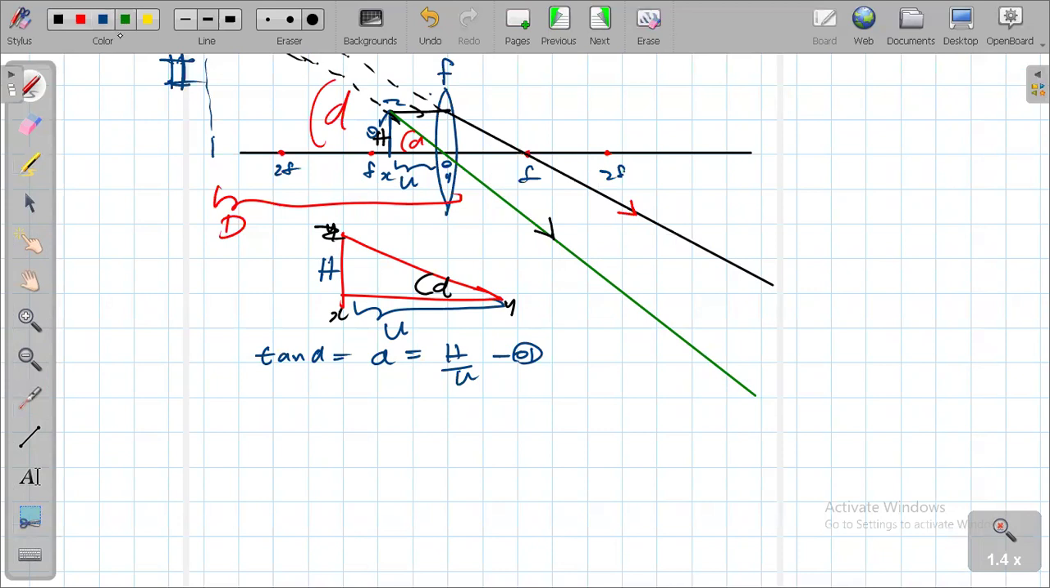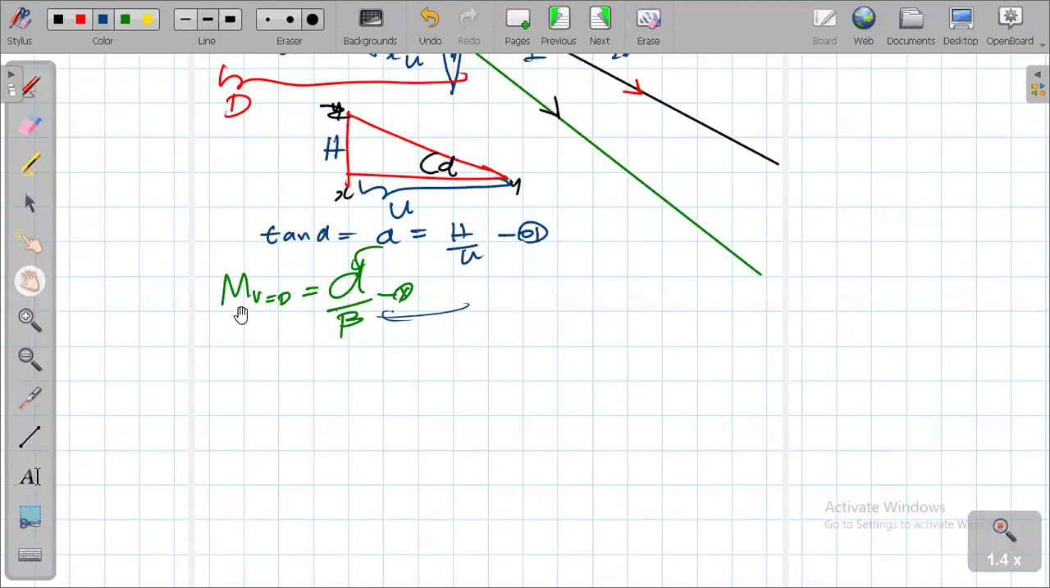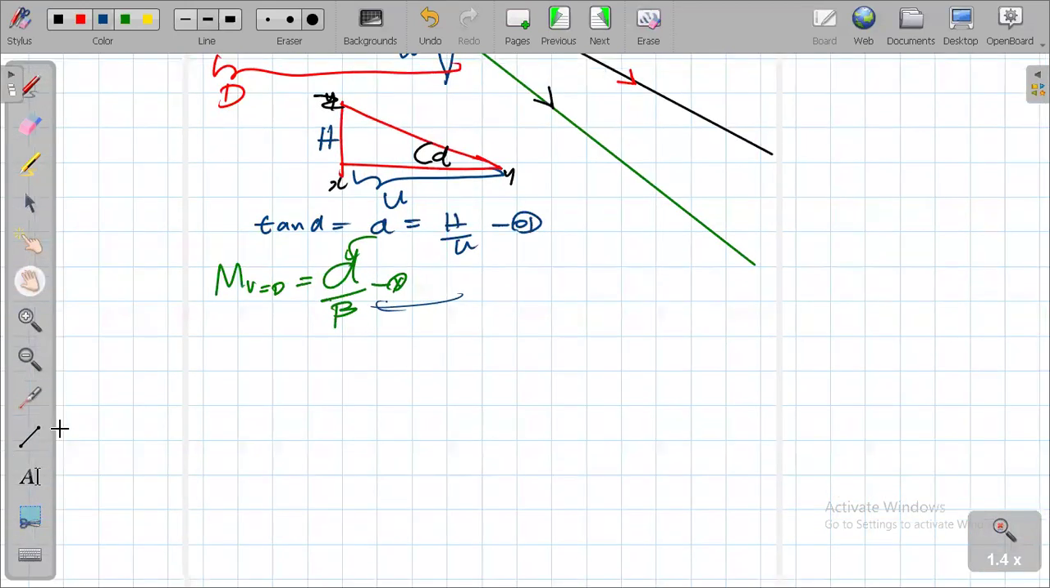So you have to get two ratios. What is the magnification equation? Magnification equation is alpha over beta. You found alpha. Now you want to find beta. How to find beta? That means when the object is at the minimum distance of distinct vision.